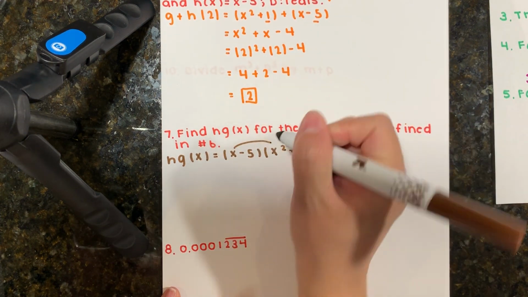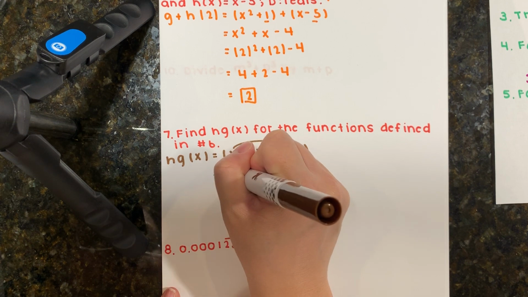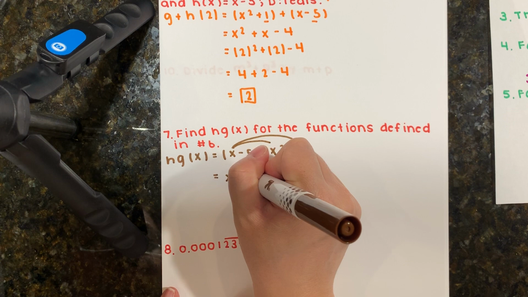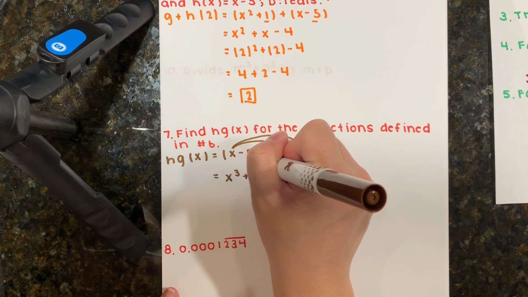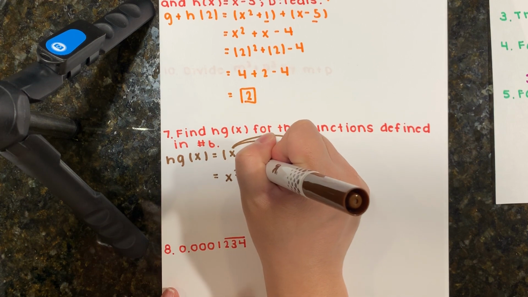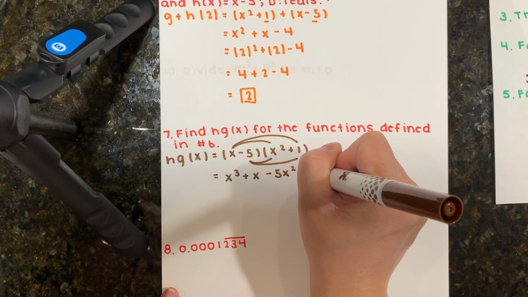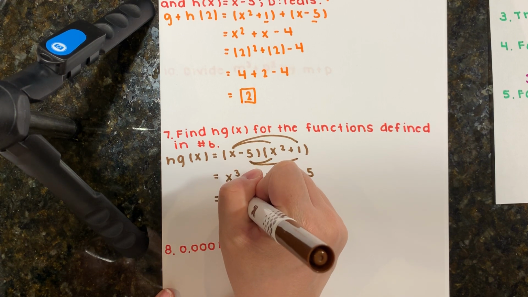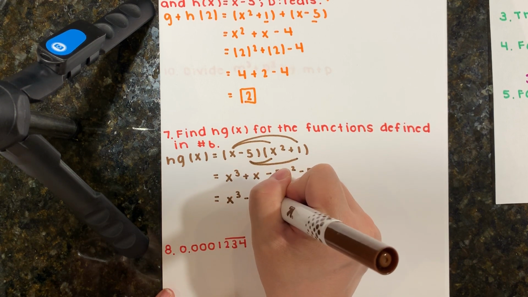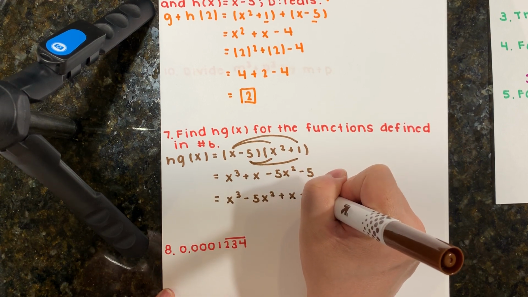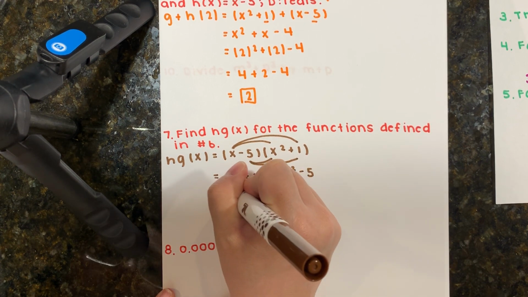So x times x squared would give me x cubed. X times 1 is just x. Negative 5 times x squared would be negative 5x squared. And then negative 5 times 1. And you want to write this in descending order. So your result would be x cubed minus 5x squared plus x minus 5. And that would be your result for this one.